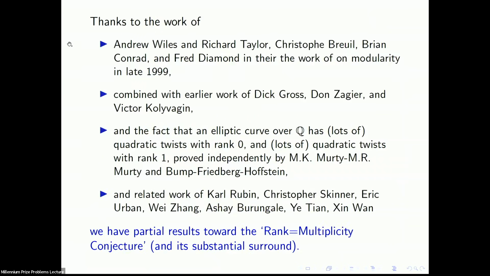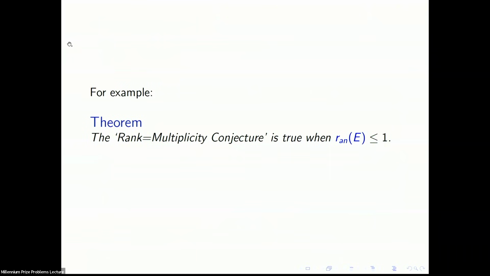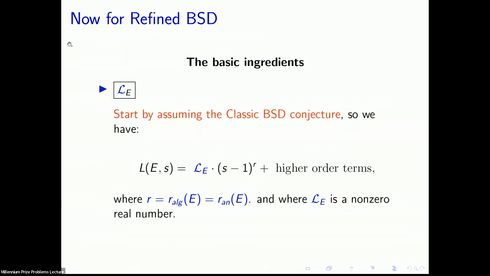Now, thanks to work of these people, and I'm not going to go through it here, but it will be on my webpage with more explicit discussion of what each of these people did, we have partial results towards the rank equals multiplicity conjecture and towards its substantial surrounding mathematics. For example, the rank equals multiplicity conjecture is true if the analytic rank is less than or equal to 1. Okay, now we're ready for refined BSD.